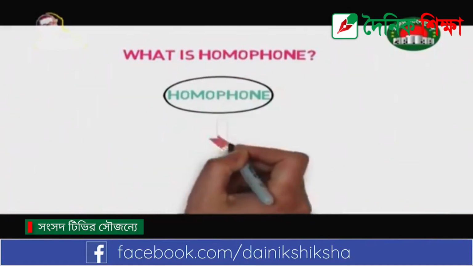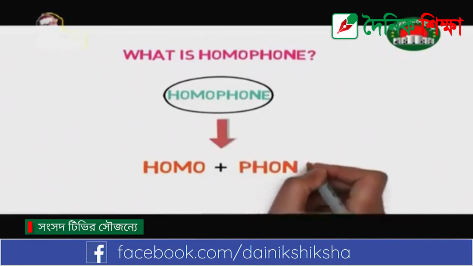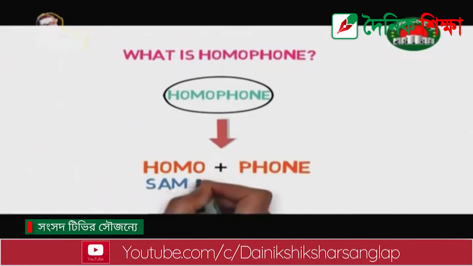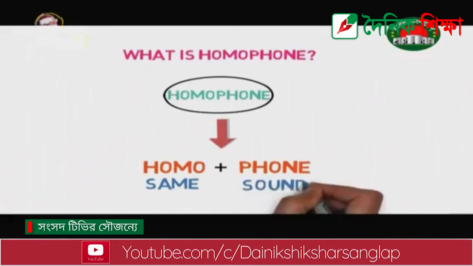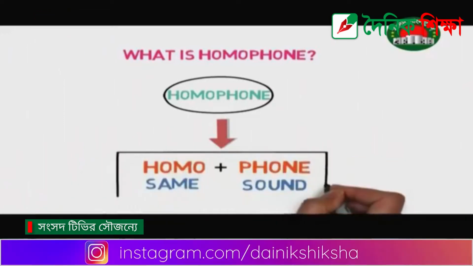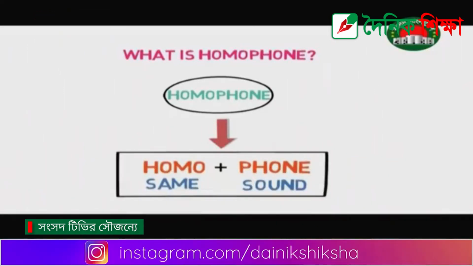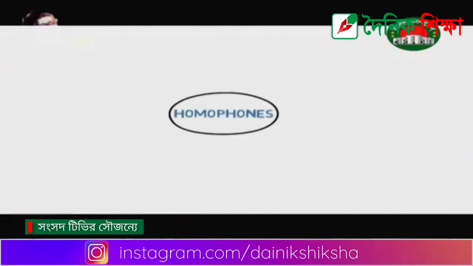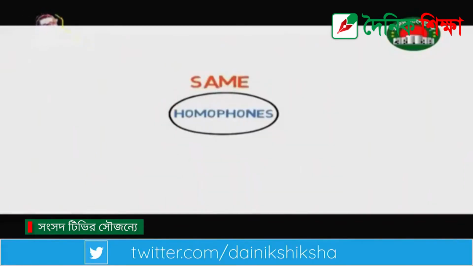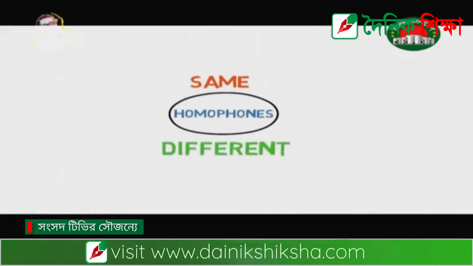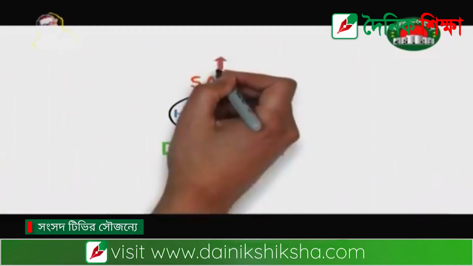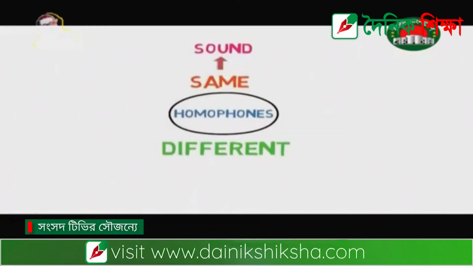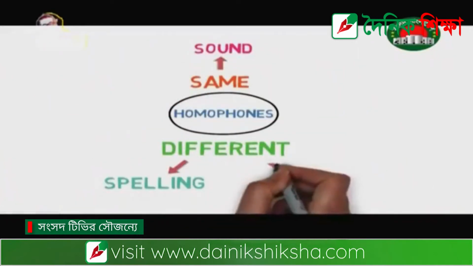It is made of two words, and the words are homo and phone. Homo means same and phone means sound. There are words in English that have same sound but different spelling and meaning. These words are called homophones. I repeat, homophones are words having same sound or pronunciation but differ in meaning and spelling.